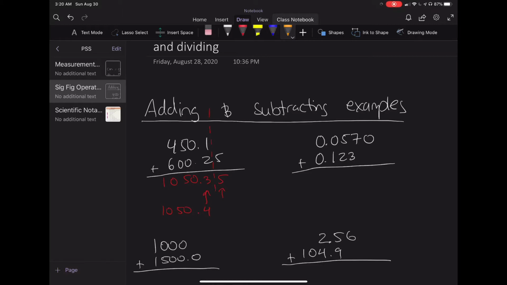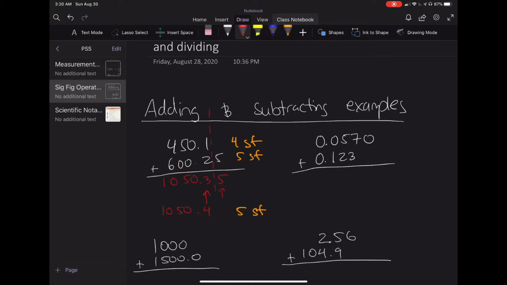So then just a note on the number of sig figs we had in each quantity. In the 450.1, we had 4 sig figs. In the 600.25, we had 5 sig figs. And in our final answer, we had 5 sig figs. But again, we use that dashed line that I drew to determine how far beyond the decimal our answer will actually be.